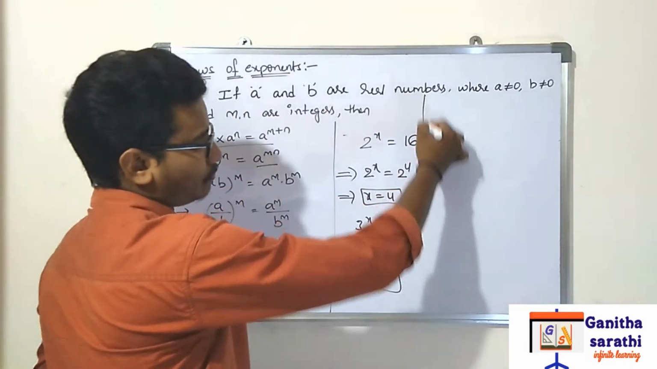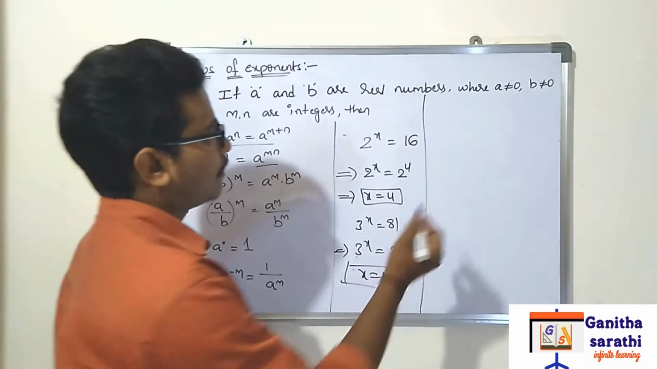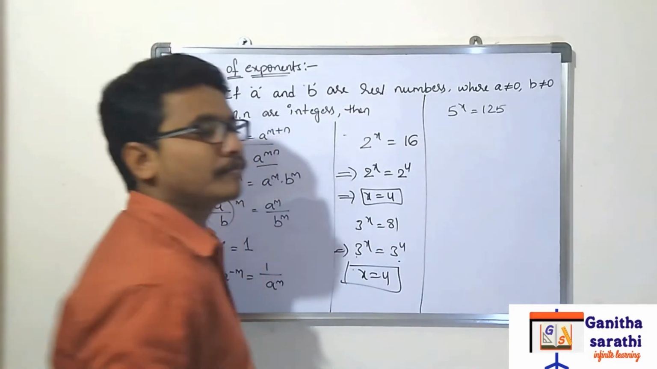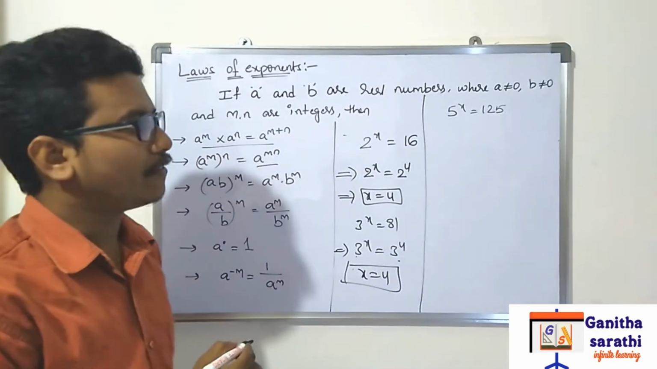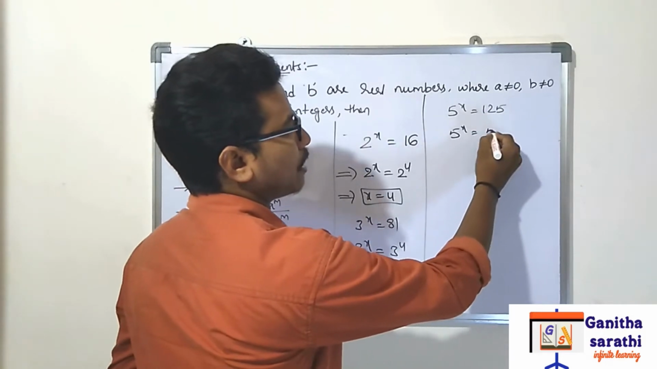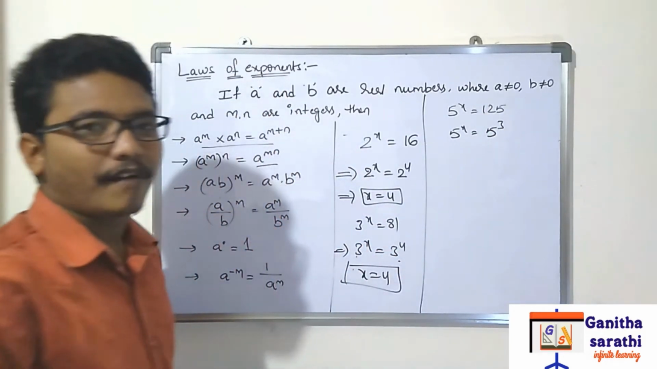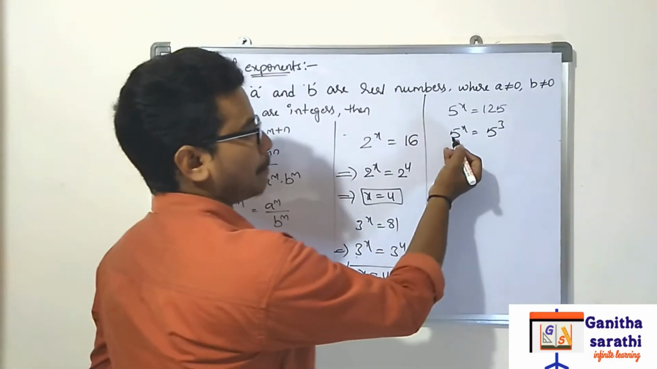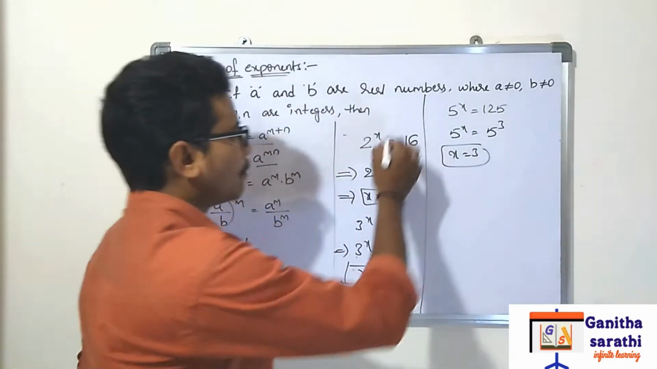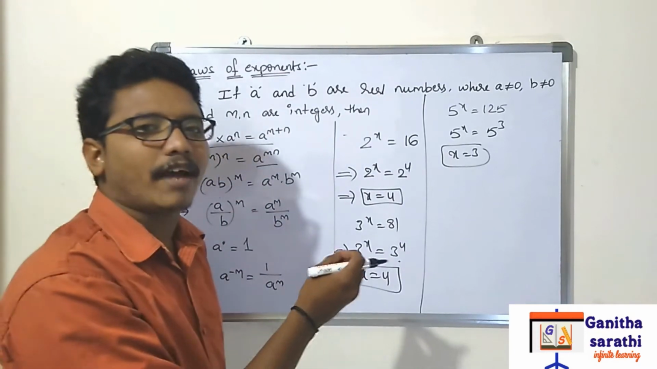And for example, take 5 power x is equal to 125. You can write 125 as 5 power 3. If bases are equal, equate the powers, so x is equal to 3. If the problems are like this, we can find the values of x.